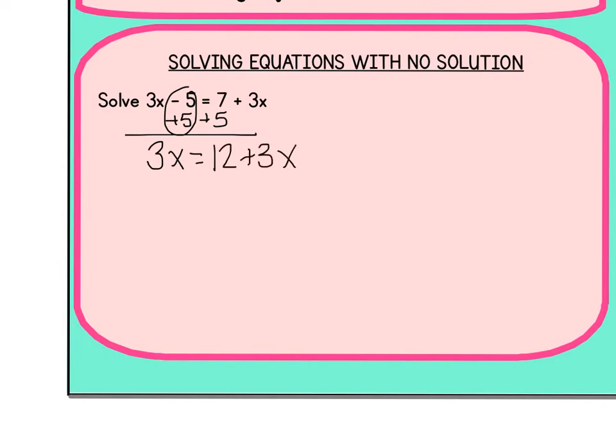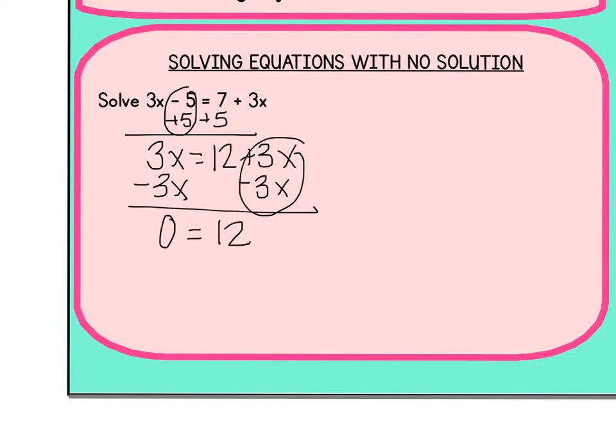So then I have to get my x's together. So I'm going to subtract 3x from both sides, which cancels these out. 3x minus 3x is 0. I get 0 equals 12. Well, 0 does not equal 12, so I can put the slash through it, and I get no solution.